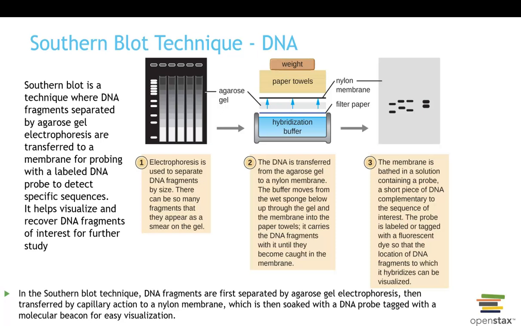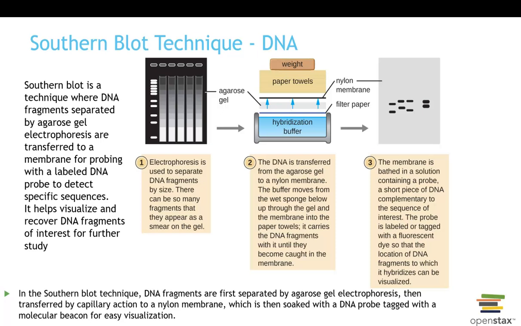And because it has a fluorescence tag or label, we can visualize it and we can see if our gene of interest is there and in which part of the DNA, or which fragment of the DNA, it is located. They call this Southern blot because the scientist that discovered this technique, his last name was Southern.